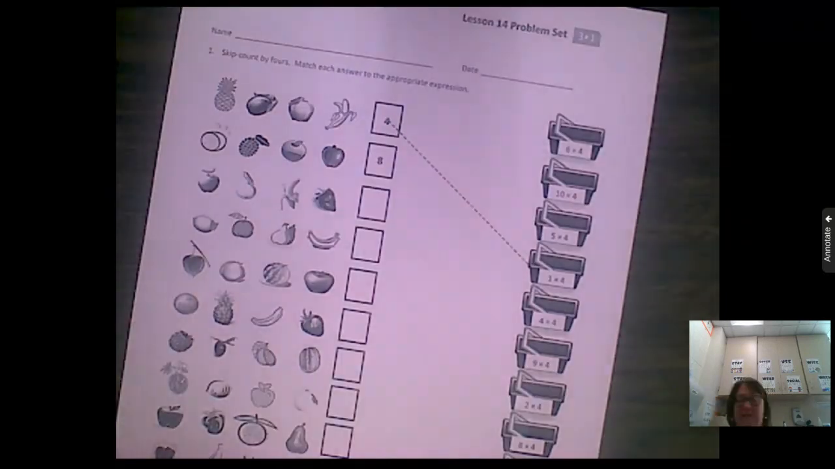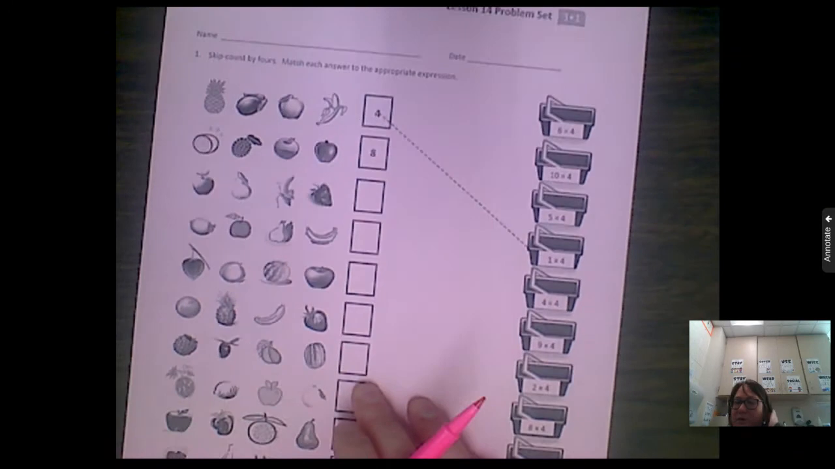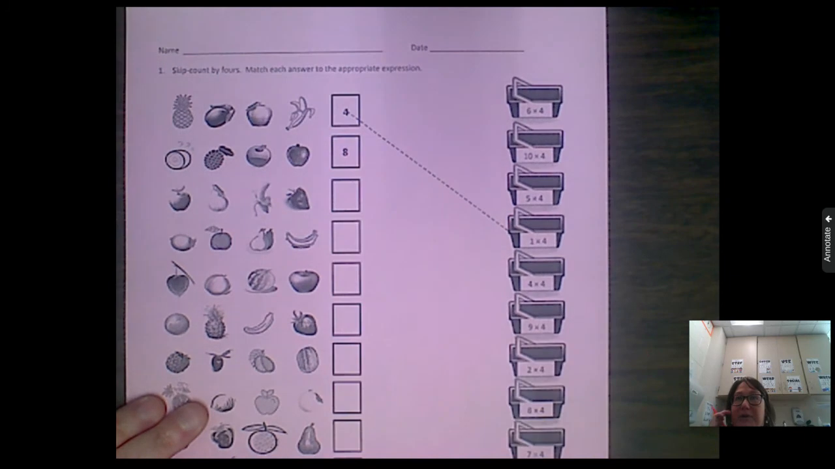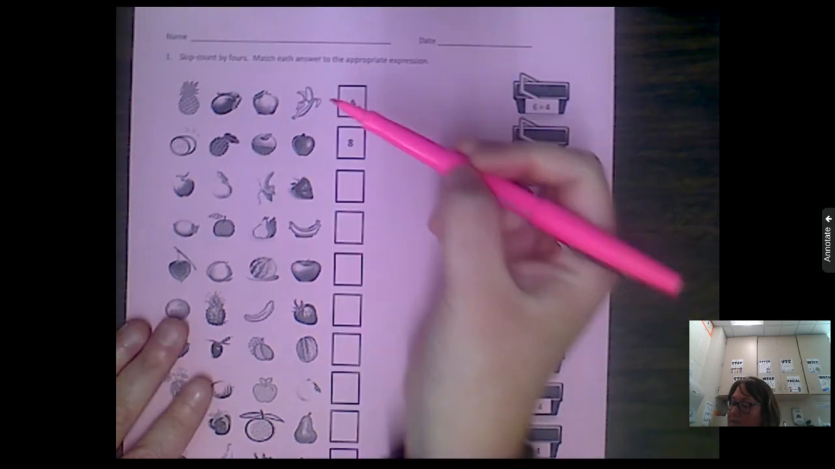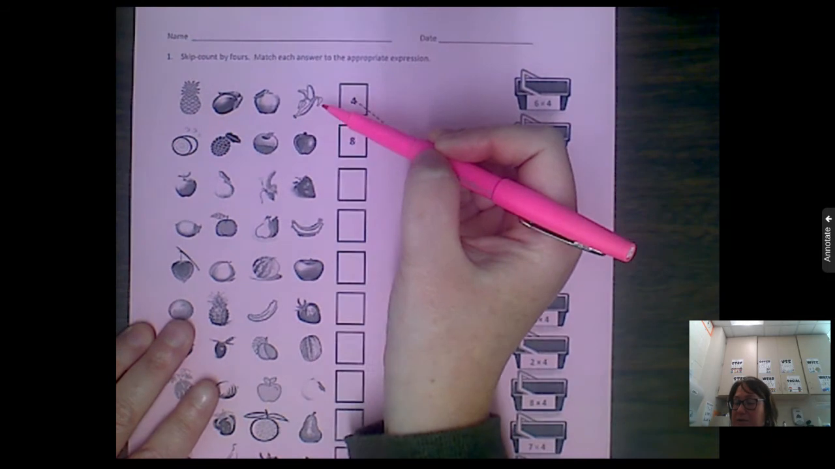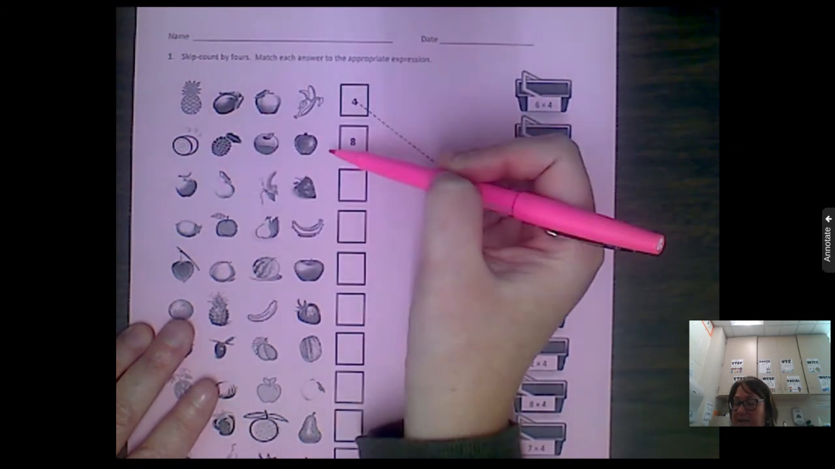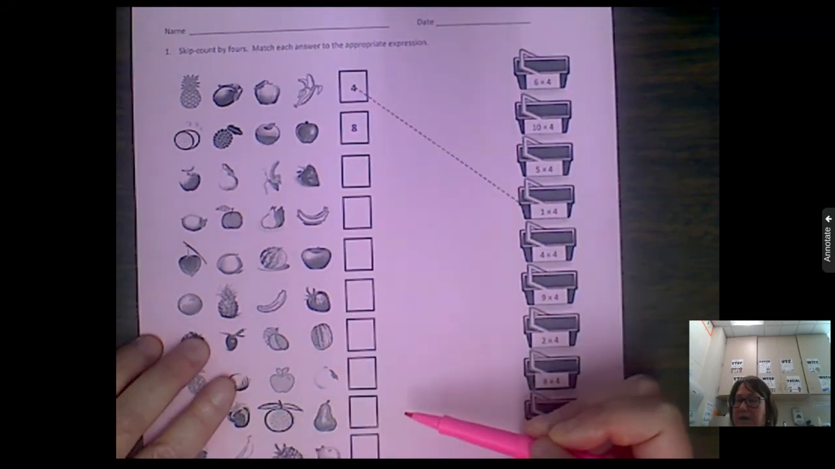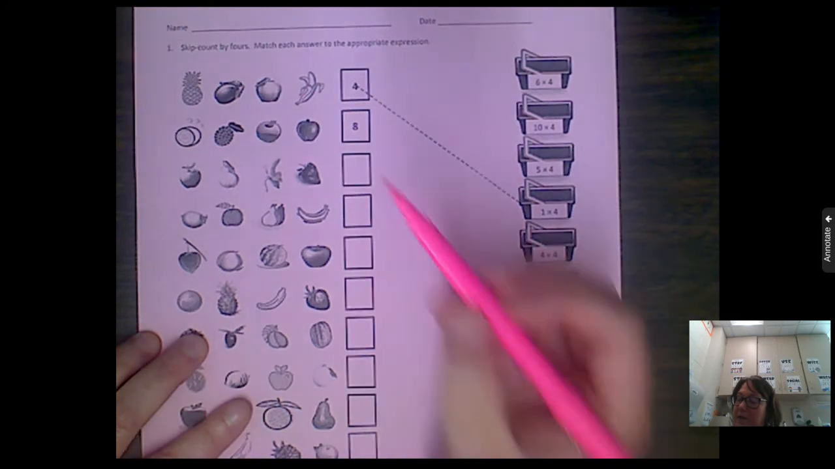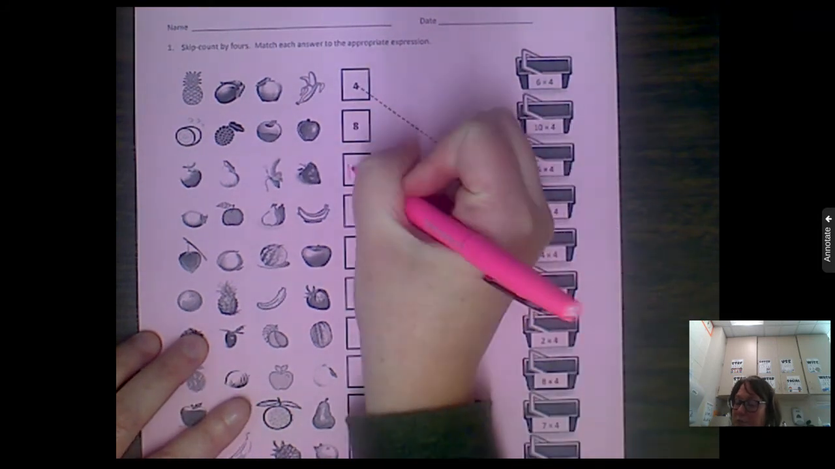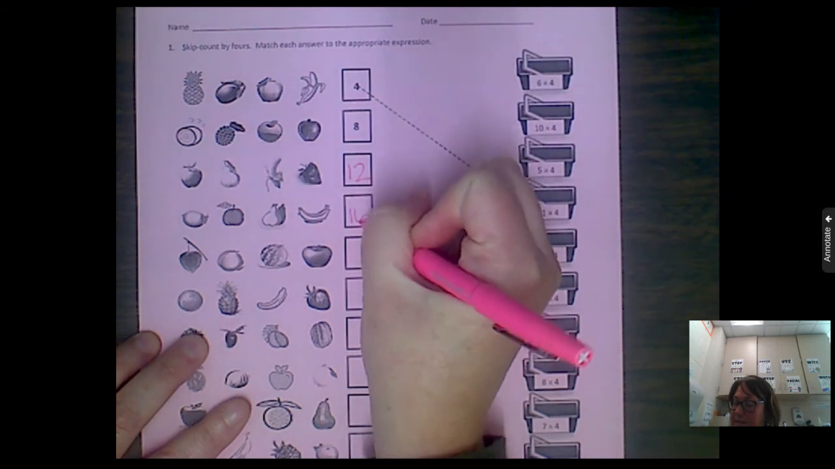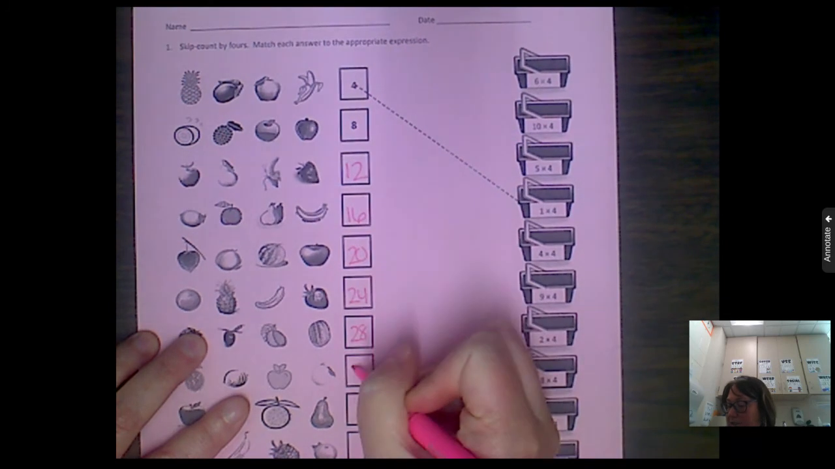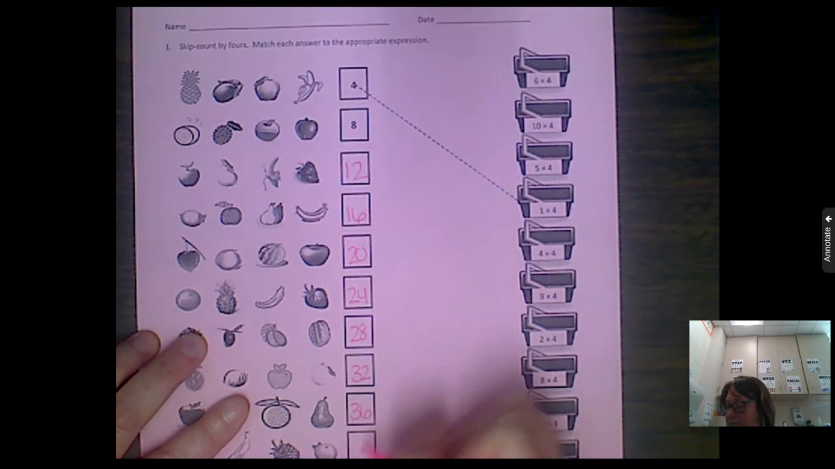All righty. So looking at our problem set for today, it says to skip count by 4s, which we already said. Match each answer to the appropriate expressions. Okay, if we look down here, we have an array, right? And there's 4 in each row. So 4, 8. We're going to keep going down, and I want to use the rhythm of our skip counting song of the horse. That's why I really want you to listen to it if you haven't yet. So 4, 8, 12. Fill this in with me. 16, 20, 24, 28, 32, 36, 40.